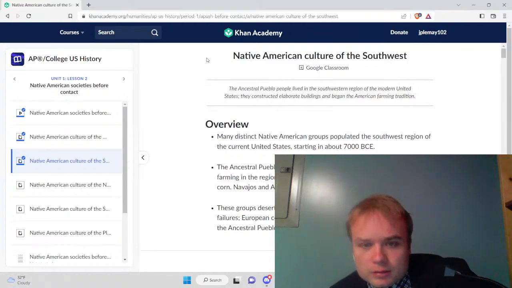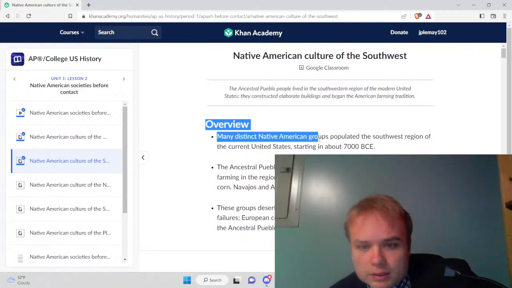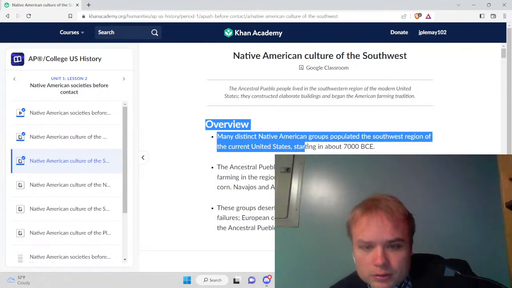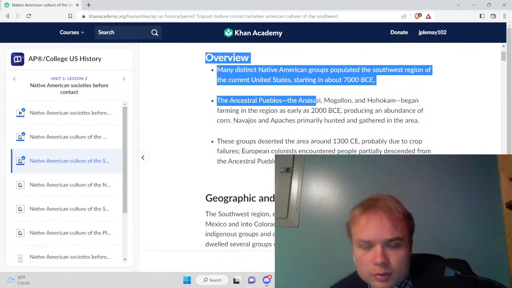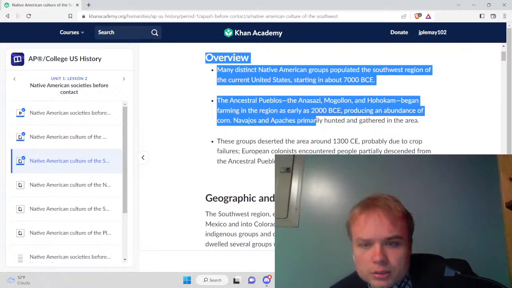Native American, let's get into this. Native American culture of the Southwest overview. Many distinct Native American groups populated the Southwest region of the current United States starting in about 7000 BC. The ancestral Pueblos, the Anasazi, Mogollon, Hohokam, began farming in the region as early as 2000 BC, producing an abundance of corn. Navajos and Apaches primarily hunted and gathered in the area.